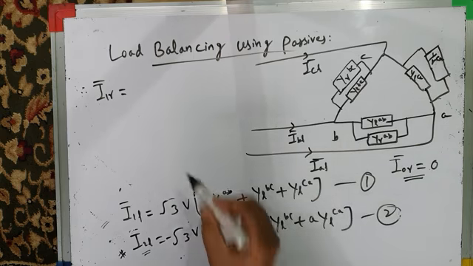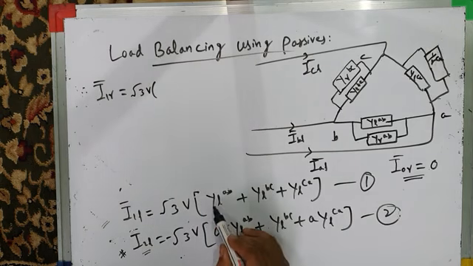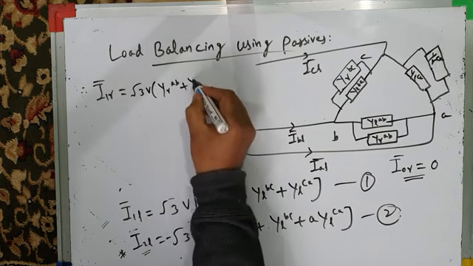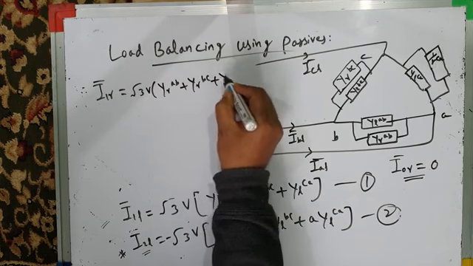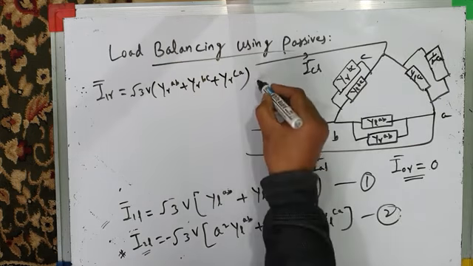That is, it is equal to root 3 V times, instead of writing YLAB, now we will write Y gamma AB plus Y gamma BC plus Y gamma CA. Okay, this is my equation 3.